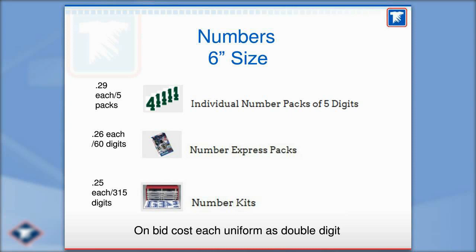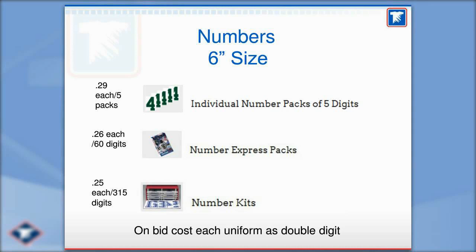Now, the second option is the express pack. This is great when you've got one team who's doing their numbers in sequential order. For example, if you have one team who's doing 1 to 15, that's where these express packs are great. There's 60 digits total, 15 of the number 1 and 5 of everything else. And the way the pricing works out is 26 cents per digit.